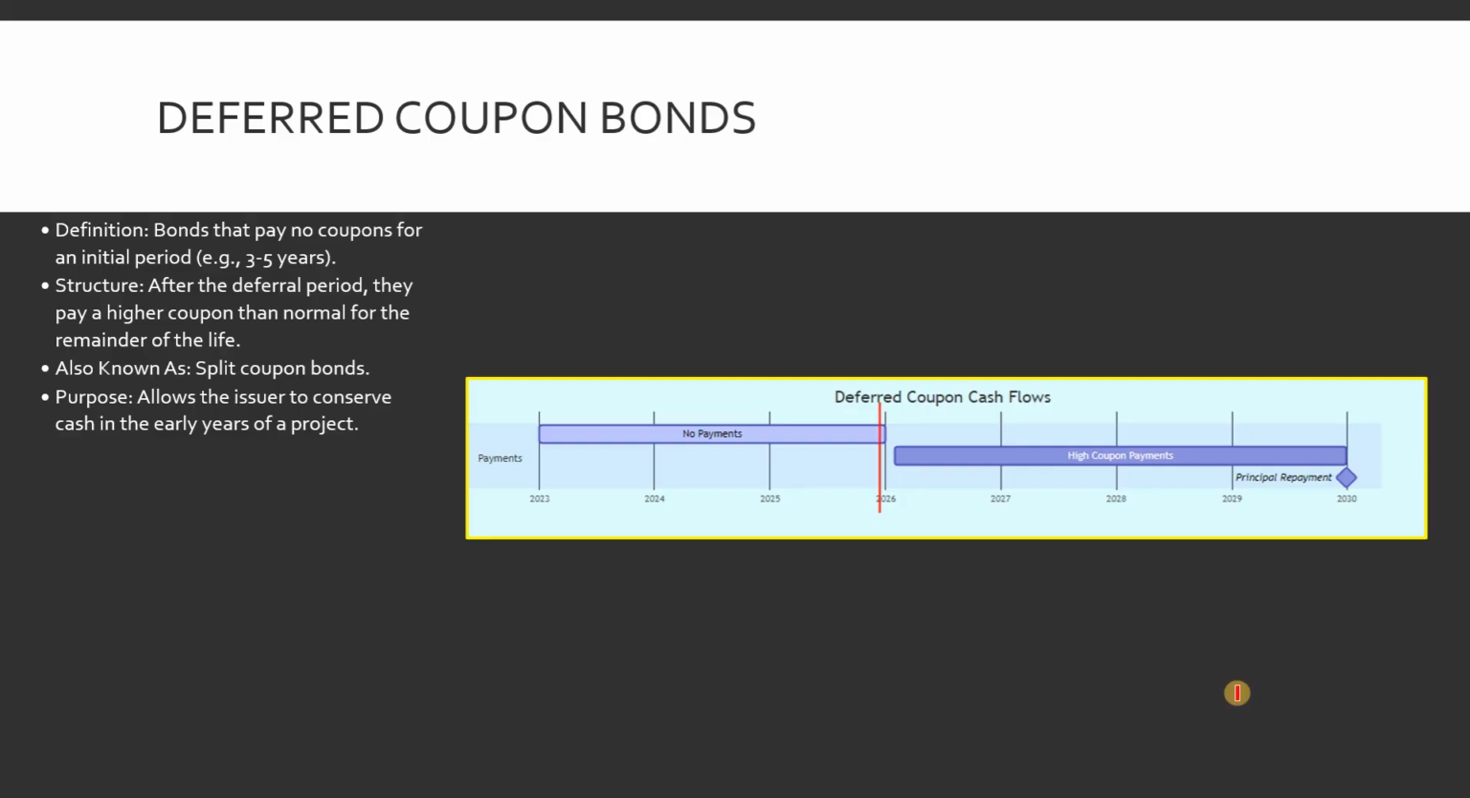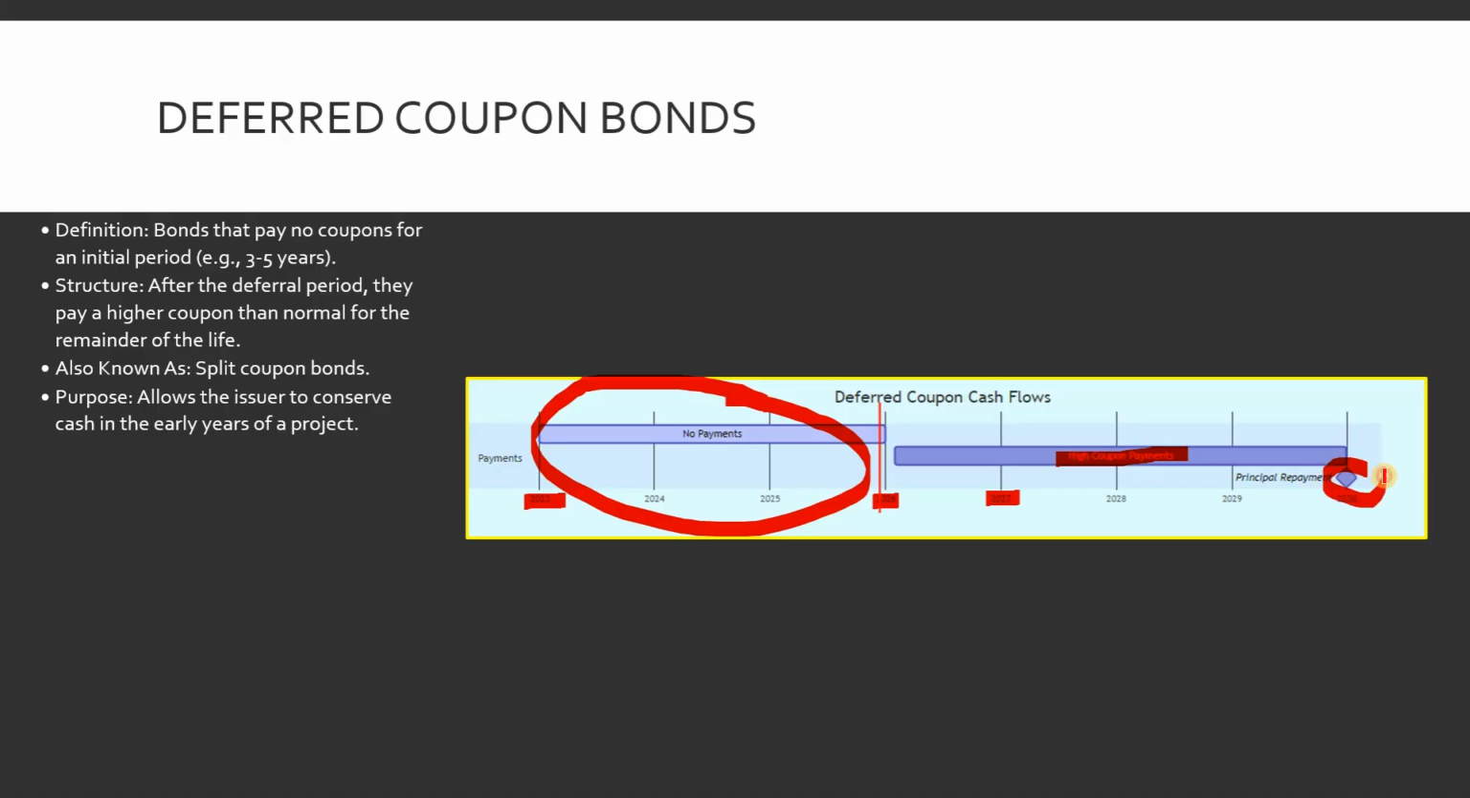These timelines in the diagram show the cash flow of a deferred bond. The first section is labeled no payment. It starts in 2023, and until 2026 you don't get any payment. Your first payment comes in 2027. This period is called the deferred period. The second section, where you would get high coupon payments, continues to the end. The final diamond represents the return of the principal, so you would get your principal back here in 2030. This clearly shows the split nature of the income stream.